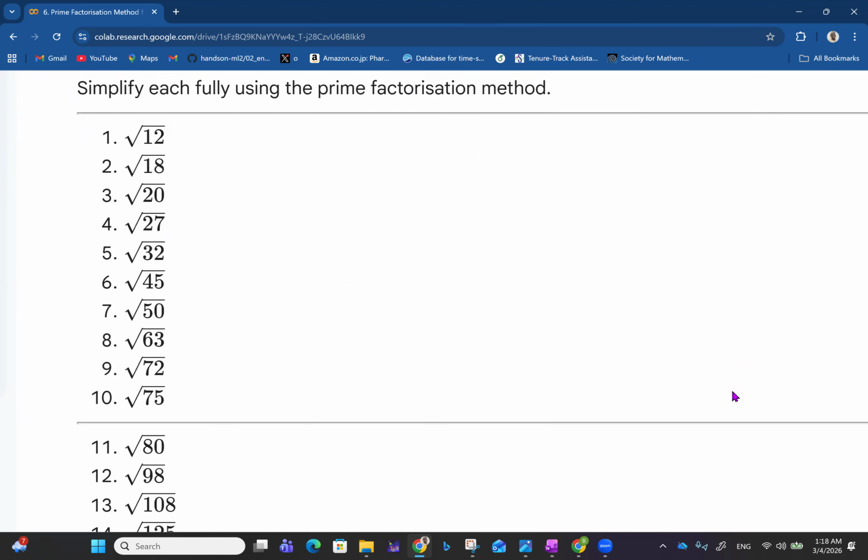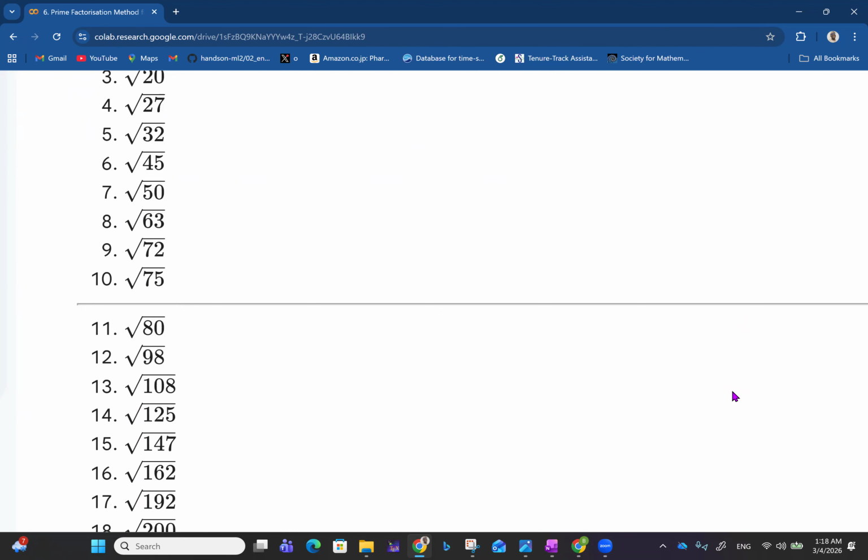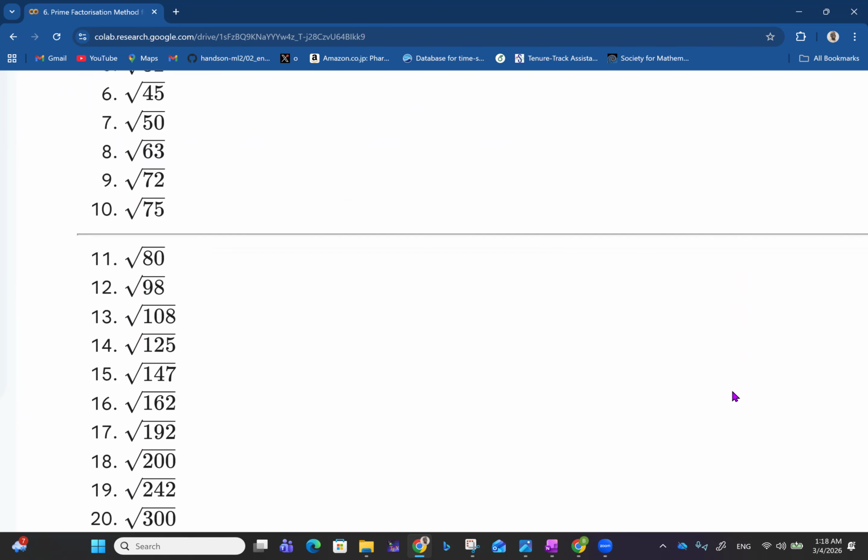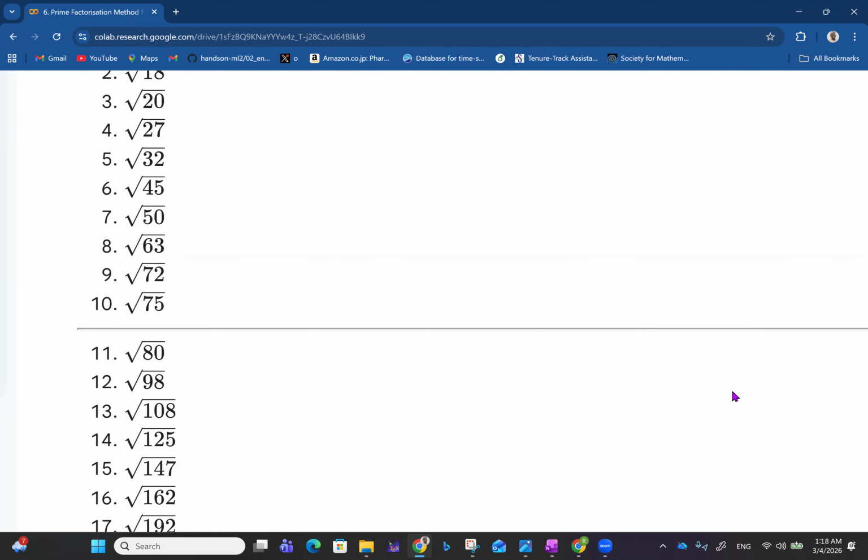And don't forget to try your hand at these practice questions, to try to simplify and see how things go.